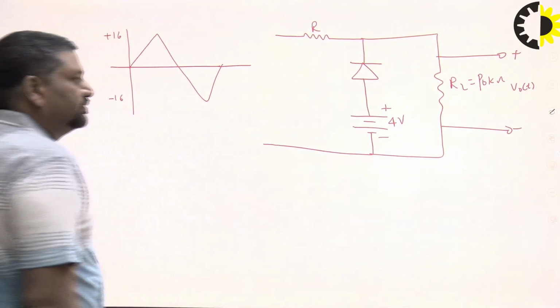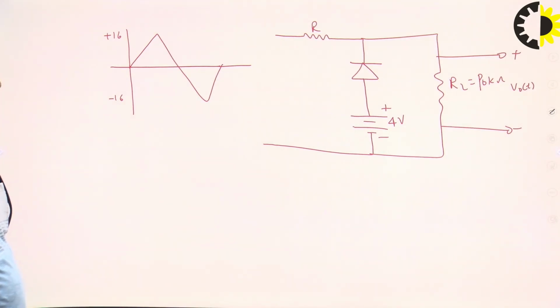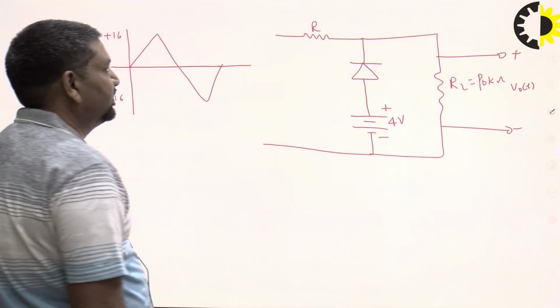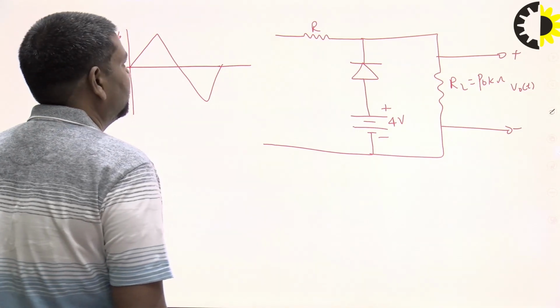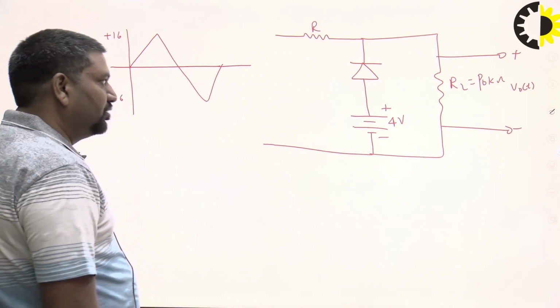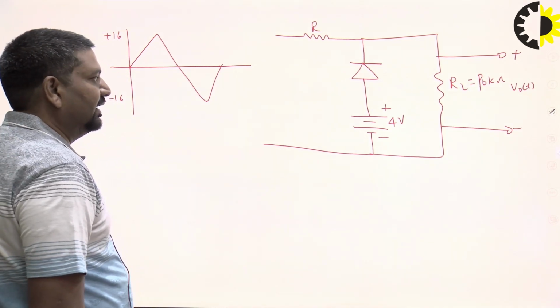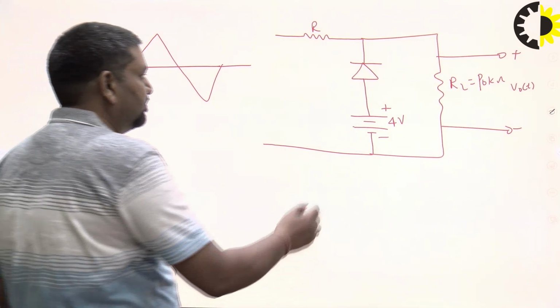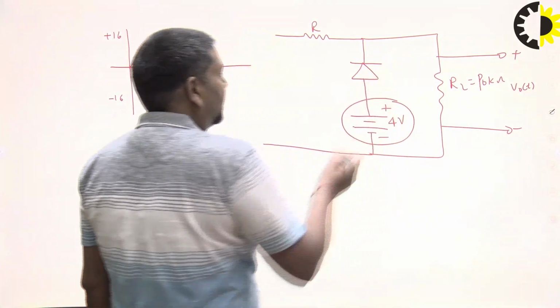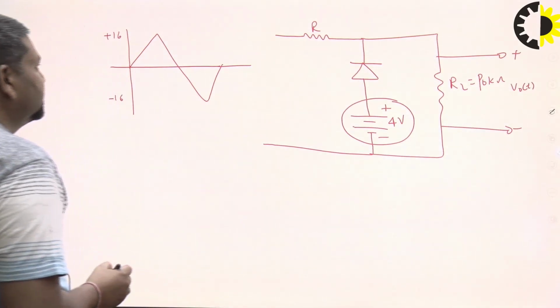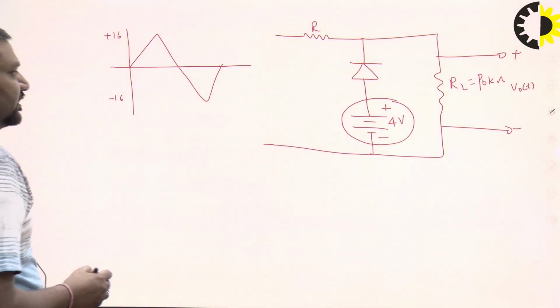So this is a Clipper circuit. What is the meaning of a Clipper circuit? Clipper circuits are those circuits which clip the input wave. They are of two types: absolute clipping and bias clipping. This is a bias clipping example because we introduce a 4-volt battery across the diode.